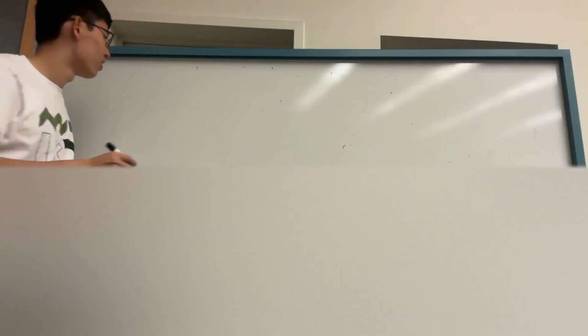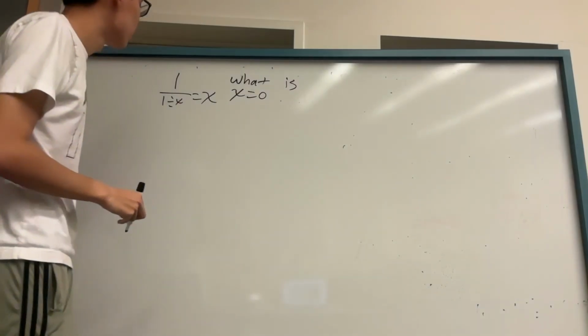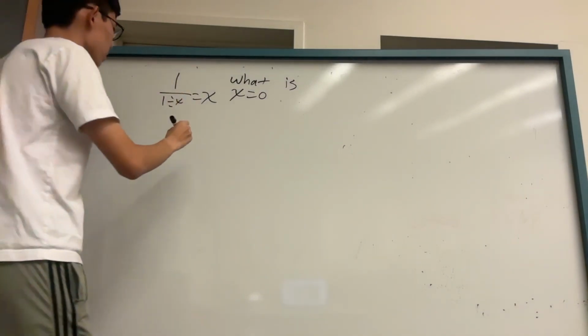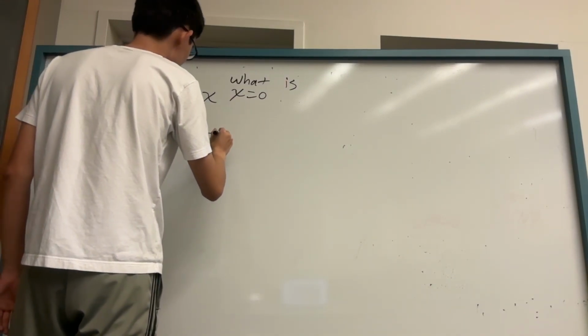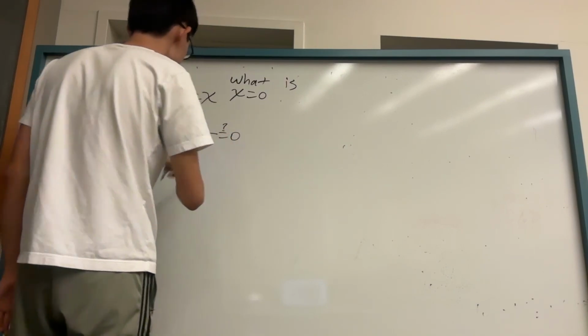One more question before I go. What if x equals 0? In other words, what is 1 over 1 divided by 0? Is it equal to 0 or is it undefined?